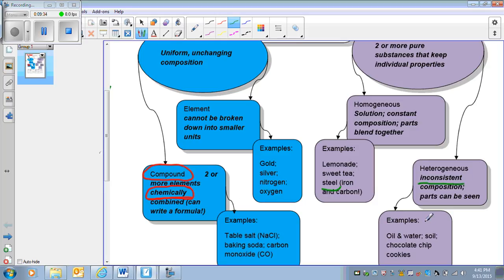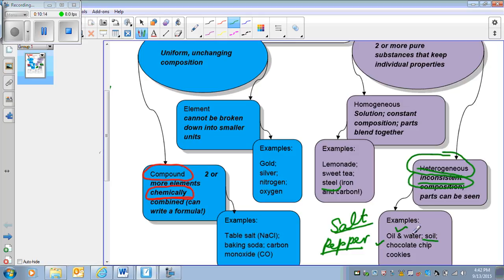For example, the pizza. When you take the pizza, you can taste everything that's in there, but everything is sitting out separately. If I don't like mushrooms, I can hand pick them out. Or you can take a mixture of salt and pepper. When I look at it, I see the salt and I see the pepper. So salad or pizza or soil, chocolate chip cookie, oil and water. These are all examples of heterogeneous mixtures because there is inconsistency in their composition, and they can be different.